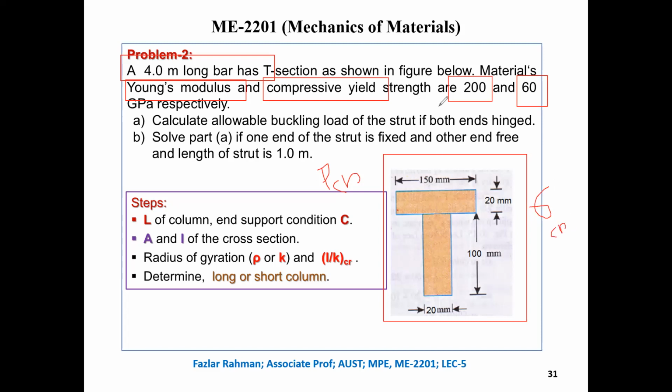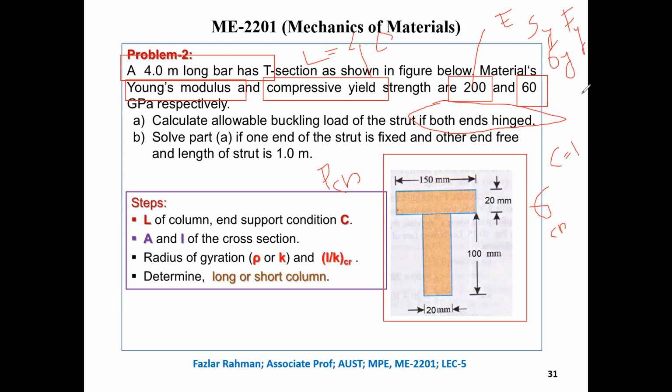And it's saying both ends are hinged, that means both ends are pinned. So you know in that case value of C will be 1. And length is given, so L will be 4 meter, right? And this 200 will be Young modulus, that means this is value of E, and 60 gigapascal is the compressive yield strength. That means that one is given sigma Y. Some books also write SY, but same thing. Some books write FY. So SY, FY, the same thing.